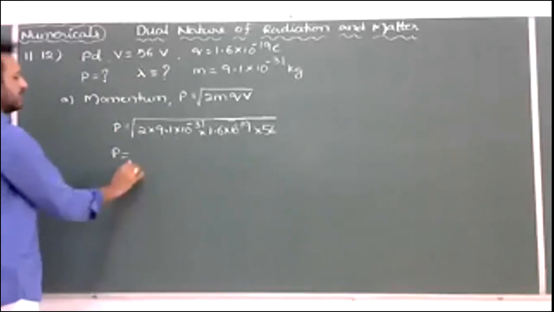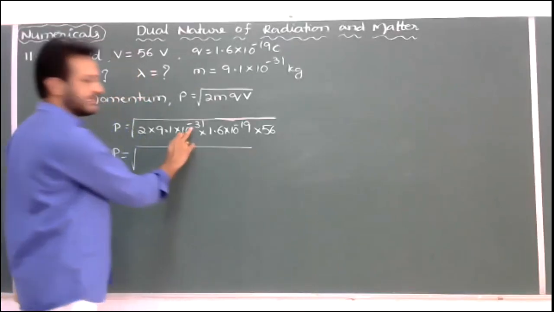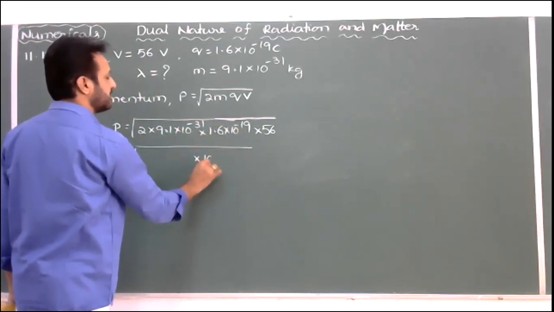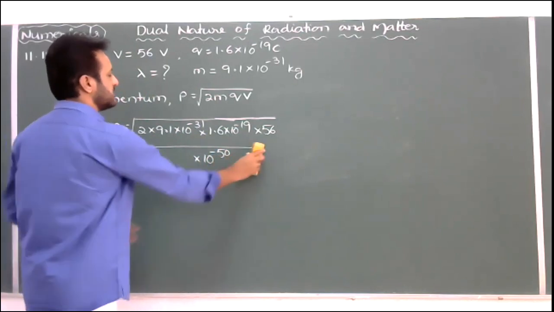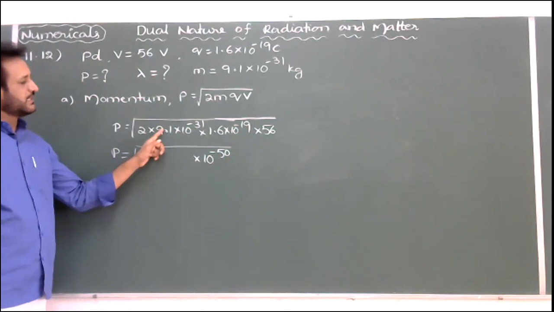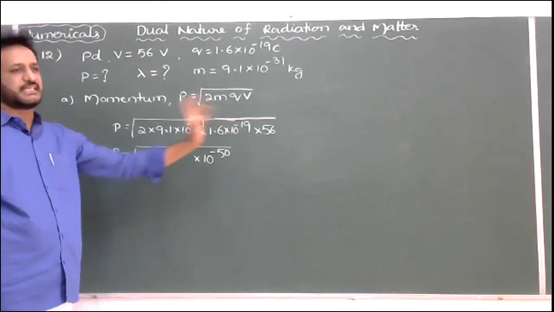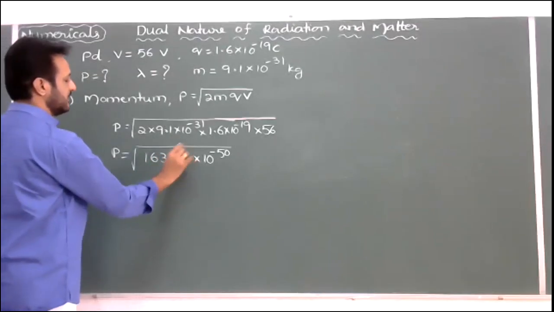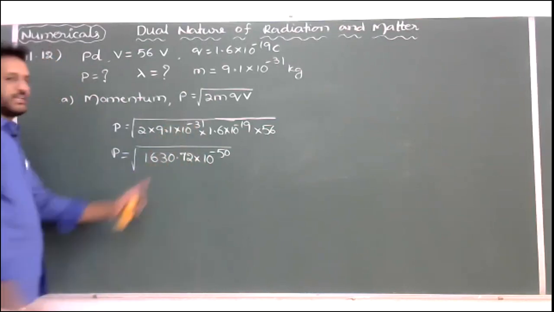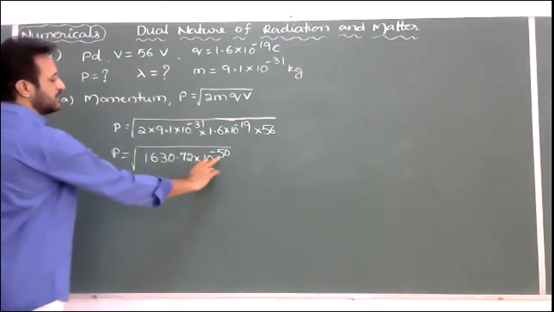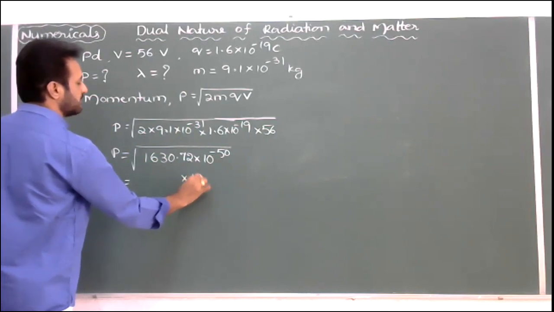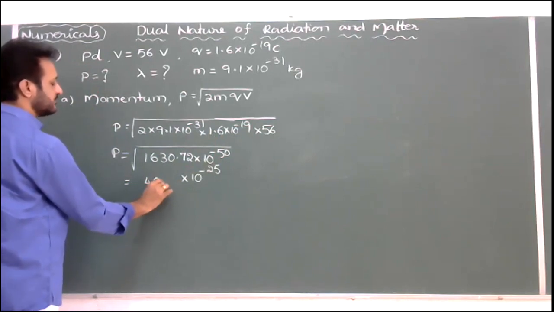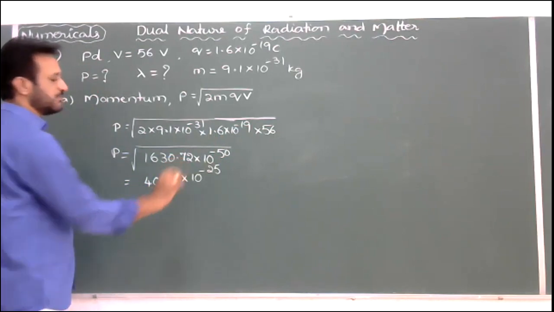Therefore, momentum P is equal to under root, with powers minus 31, minus 19. If you add these two values, the power will be 10 to the power of minus 50. And now multiply these values: 2 into 9.1 into 1.6 into 56 is 1630.772. Now take the root of this value. 10 to the power of minus 50 becomes 10 to the power of minus 25 under the root. So we get 40.38 into 10 to the power of minus 25.